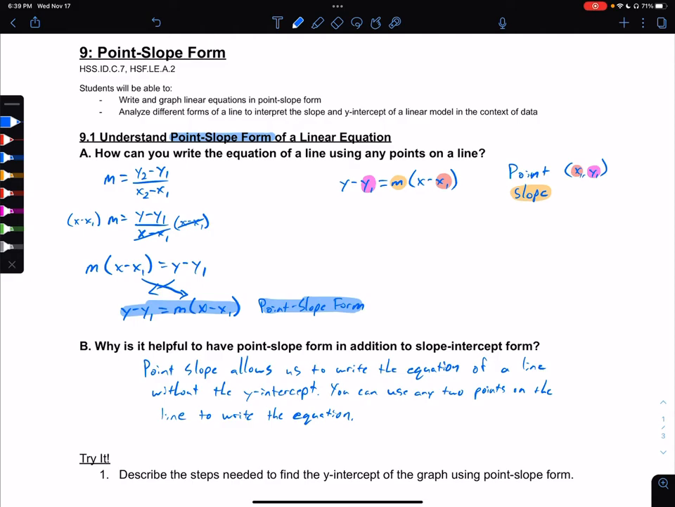It could be any 2 points, and then you can use those 2 points to come up with a slope, and then use that slope and one of the points to plug into point-slope, which you will see in the next video and the next example.